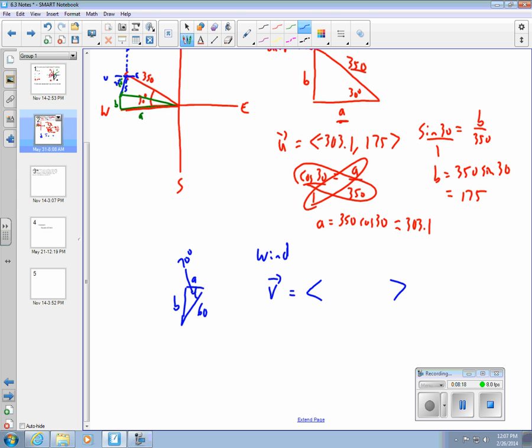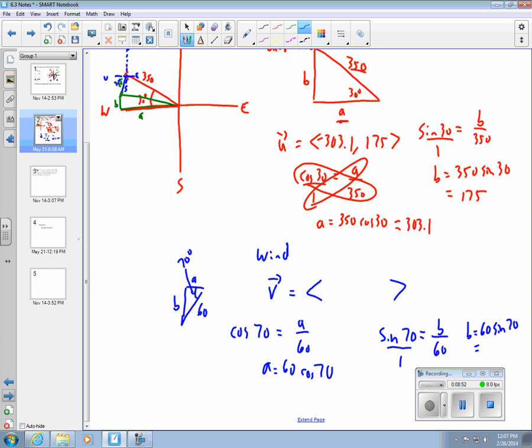So components here again, so cosine 70. Your adjacent is your A. Your hypotenuse is your H. So A is 60 cosine 70. And then I can do the same thing with my sine. To get B there, I have to use sine of 70 equals my opposite, which is B, over my hypotenuse there, which is 60. So I can do B equals 60 sine 70.